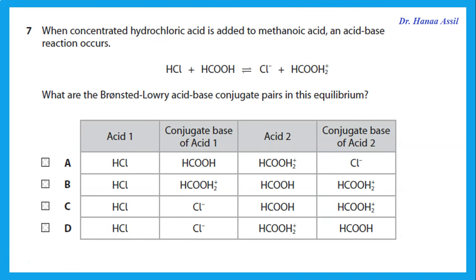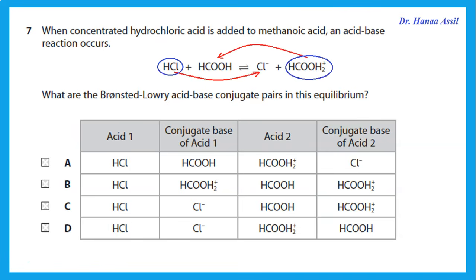When concentrated hydrochloric acid is added to methanoic acid and an acid-base reaction occurs, what are the Bronsted-Lowry acid-base conjugate pairs in this equilibrium? Remember, going forward, there is an acid and a conjugate base. Going backward, there is an acid and a conjugate base. So if we're going forward, which one gave up its H+? The one that donated its H+ is the acid. So going forward, of course, the HCl is the proton donor. So the HCl is the acid. Then the Cl- is the conjugate base.